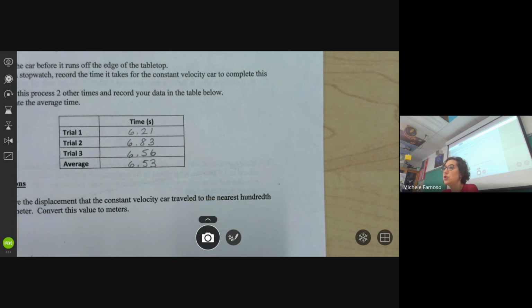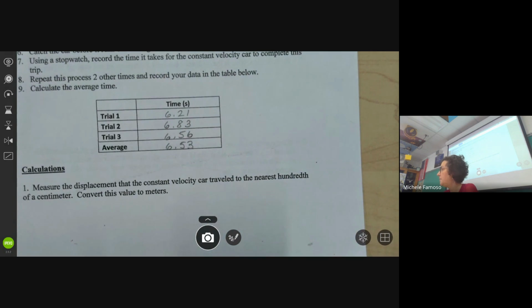Okay. So check with your partners. Make sure you do agree on what those times are and what the average is. Everybody good? Okay. So you do have out your pencil, your reference table, and your calculator so you can work along here. All right. Now let's go to question 1.